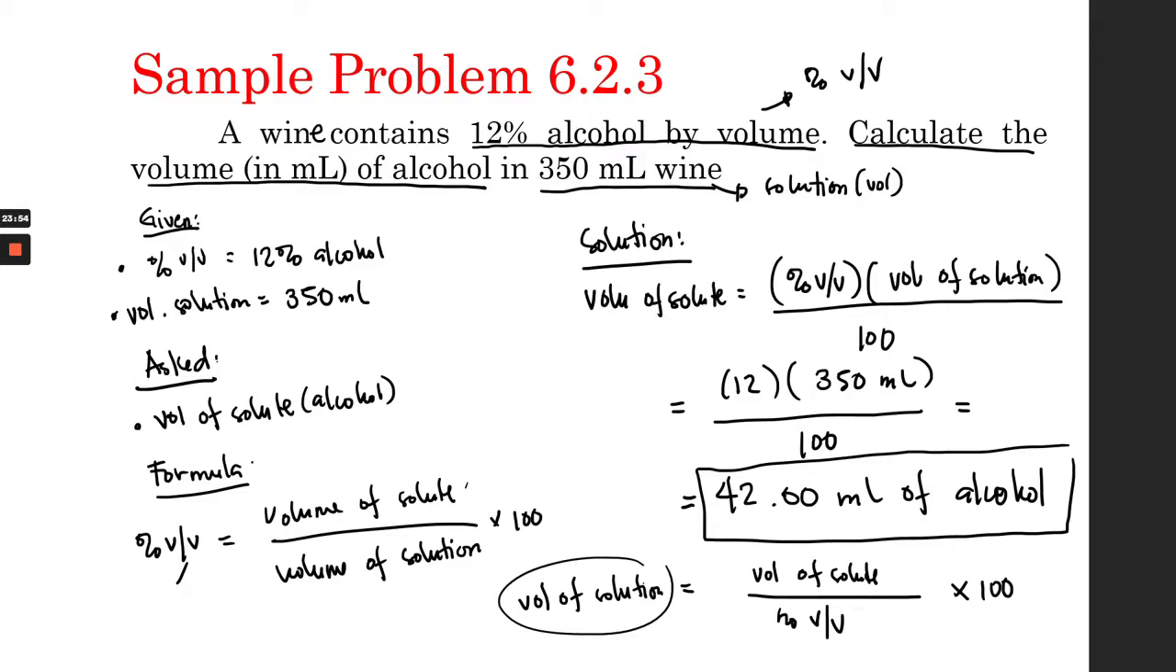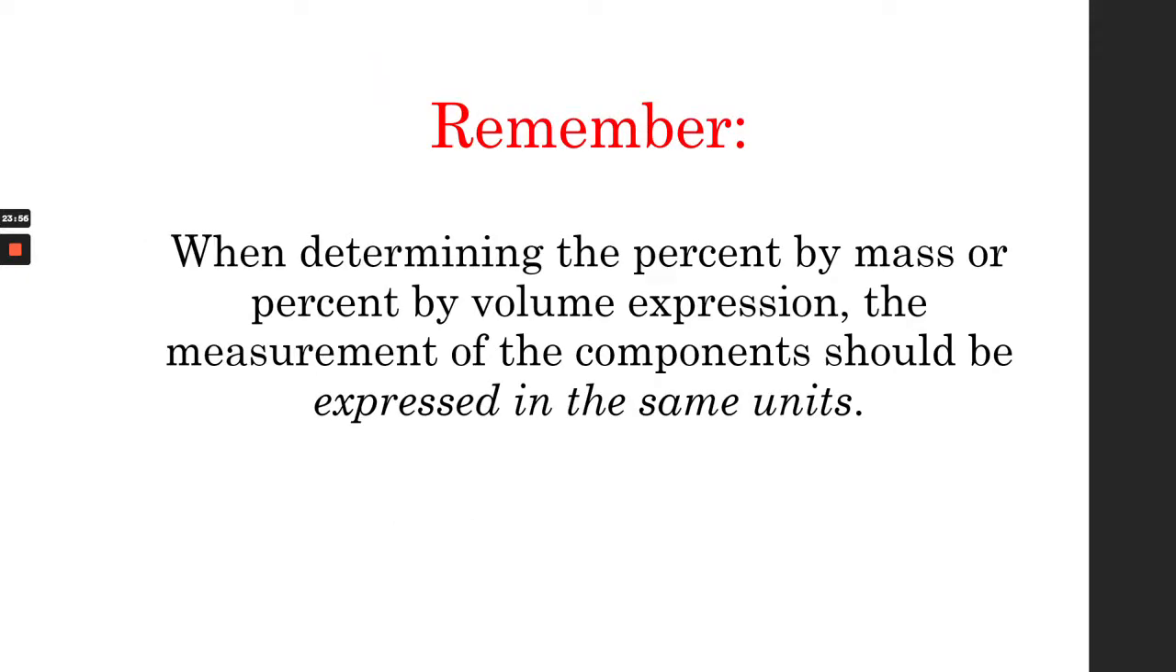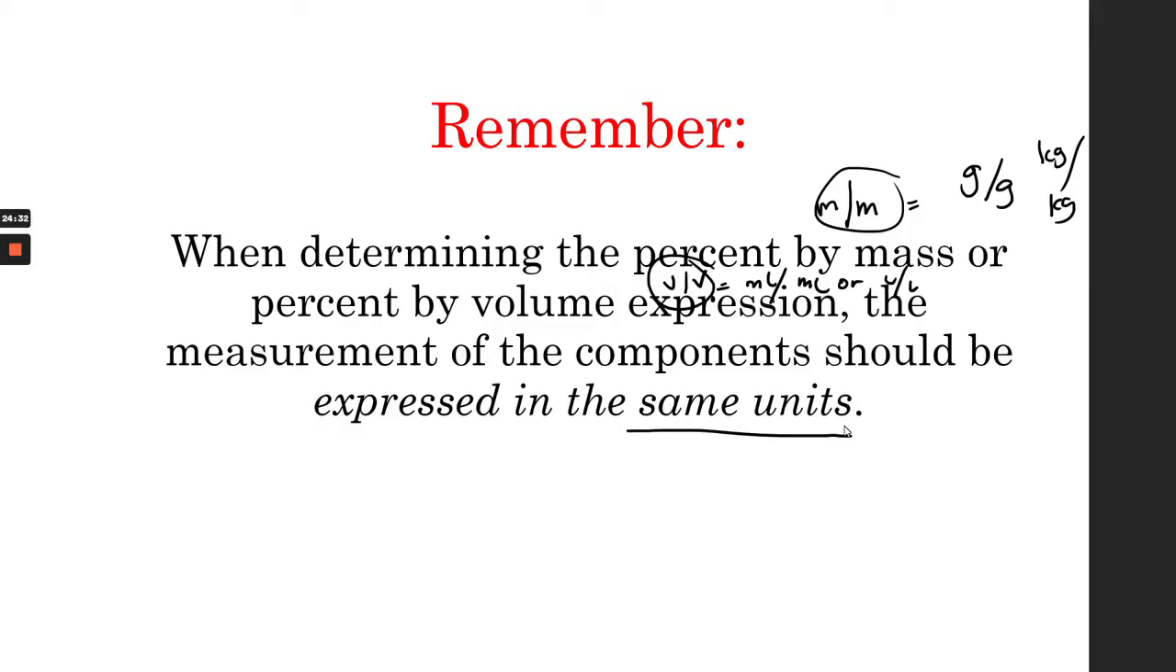The only difference is that percent by mass is mass divided by mass, and percent by volume is volume divided by volume. So you just have to make sure that you're doing grams per grams, kg per kg. You cannot do grams per kilogram. That will mess up your answer. You have to use the same expression, ml divided by ml or liters per liters, and they are expressed in the same units.